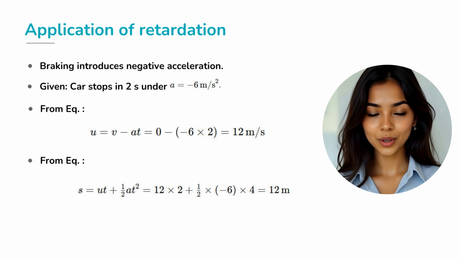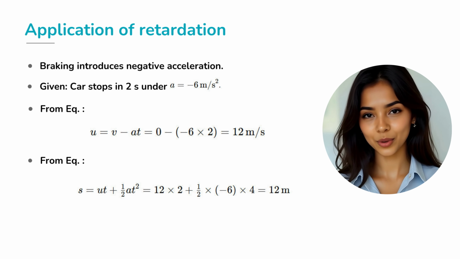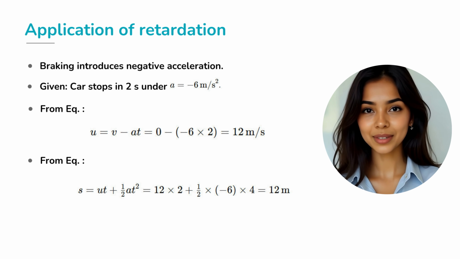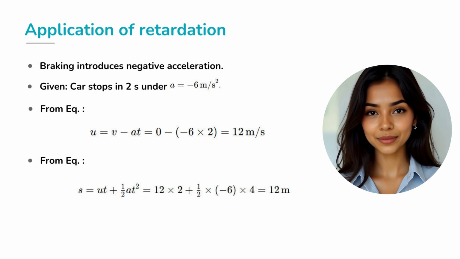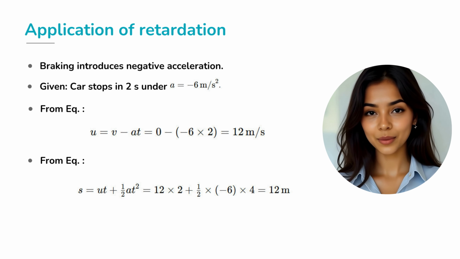Acceleration isn't always positive. Braking introduces negative acceleration, also called retardation. Suppose a car comes to rest in 2 seconds under a deceleration of 6 meters per second squared. From the first equation, u equals v minus at, that's 0 minus (minus 6 times 2), which gives 12 meters per second.